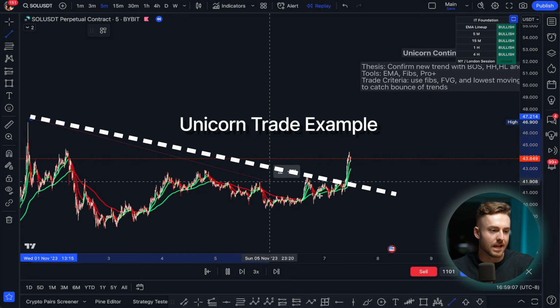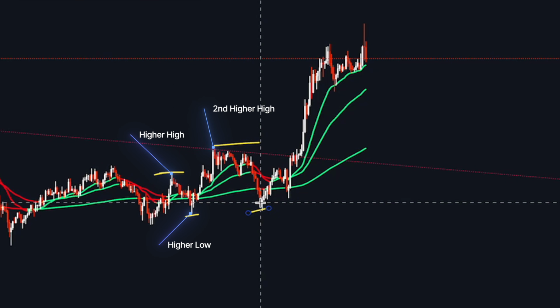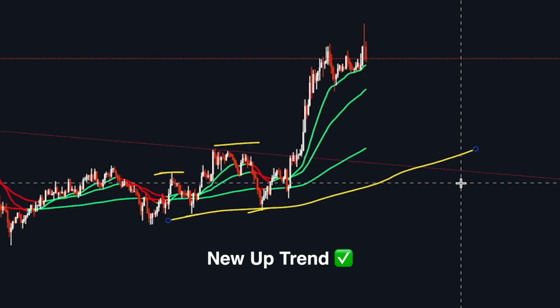When we find unicorn setups, we have all of our extra trade confluences all saying yes on one single trade, which means that this setup is a very rare find and has a high probability of going in our trade direction. All right, so once again, we have our break of structure. We have a higher high, a higher low, a higher high, and a higher low, confirming that we now do have this overall new uptrend.